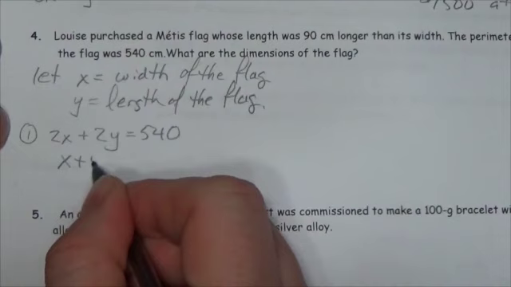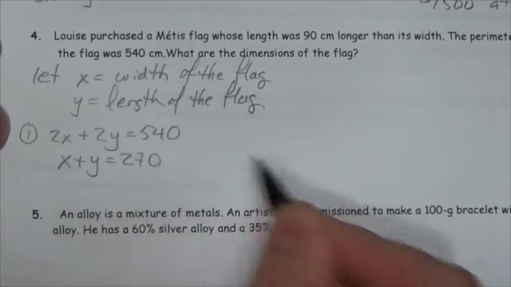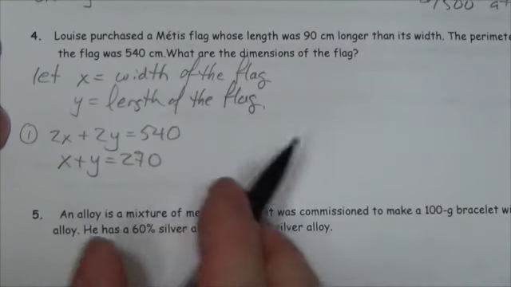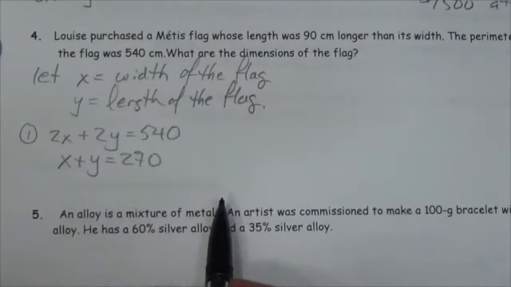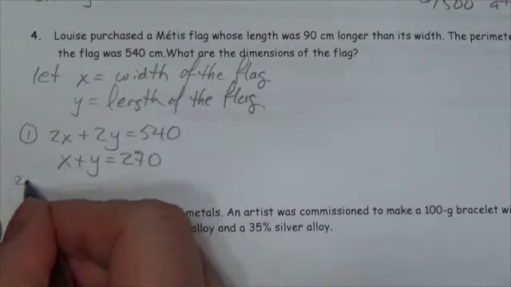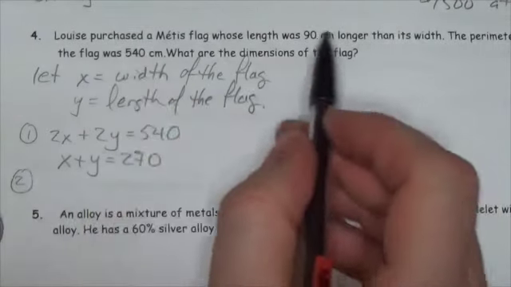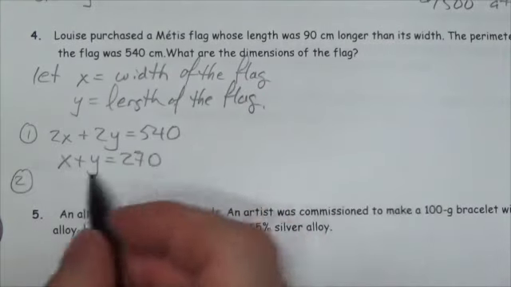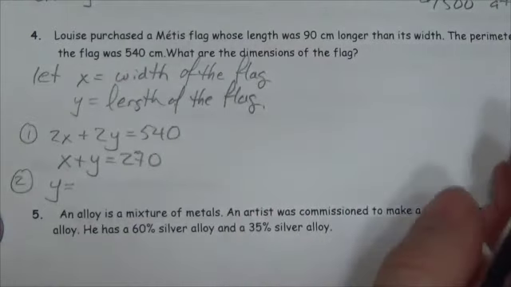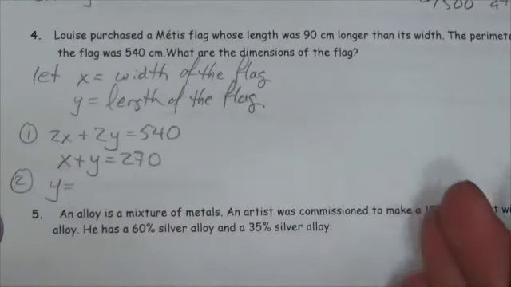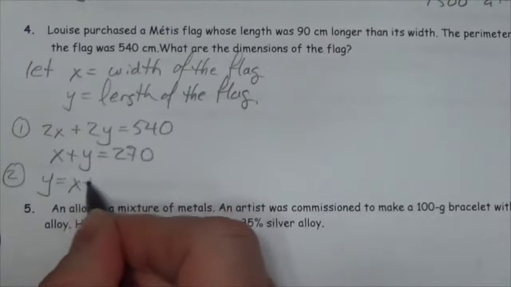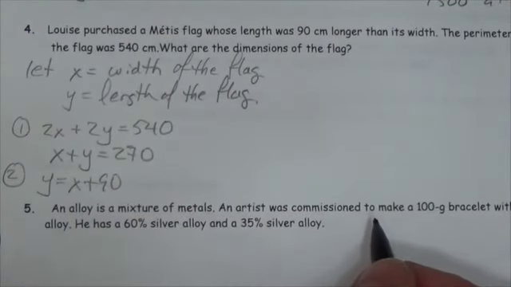And this is going to get me x plus y is equal to 270. So x plus y is equal to 270. The reason I did that is because now the coefficients here are just 1, which makes this equation very easy to work with. Equation 2 is going to come from that first sentence. The length, that was my y, was 90 centimeters longer than the width. 90 centimeters longer than implies an addition here. So it's going to be my width plus 90.